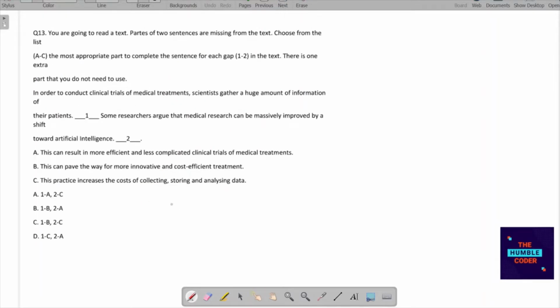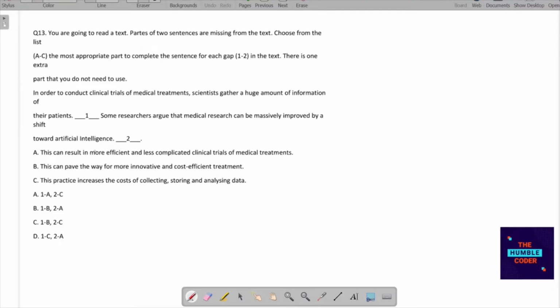Let's read the next question now. You are going to read a text. Part of 2 sentences are missing from the text. Choose from the list A to C the most appropriate part to complete the sentence. For each gap 1 to 2 in the text, there is one extra part that you do not need to use. In order to conduct clinical trials of medical treatments, scientists gather a huge amount of information of their patients. Dash. Some researchers argue that medical research can be massively improved by a shift towards artificial intelligence. Dash. Let's read the statements now.